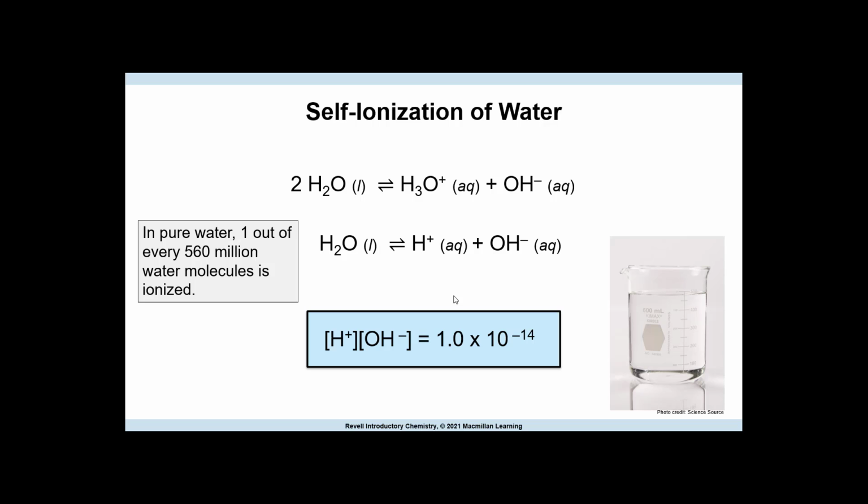Mathematically, we say in pure water, the concentration of protons or hydronium ions times the concentration of hydroxide ions is equal to 1.00 times 10 to the negative 14. So if this is 1.0 times 10 to the negative 7, and this is 1.0 times 10 to the negative 7, that's where the negative 14 comes from.